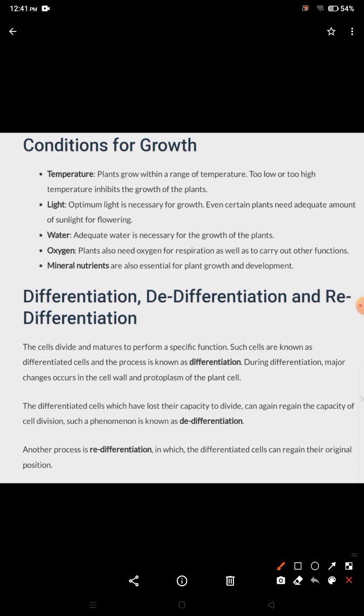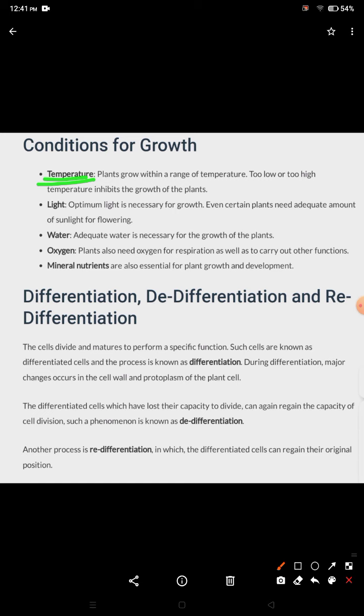Students, in this video, first we will discuss the factors affecting the growth and development of the plant. The first factor is temperature. In photosynthesis, we study two categories of plants, C3 plants and C4 plants. Both require different ranges of temperature for proper growth and development.